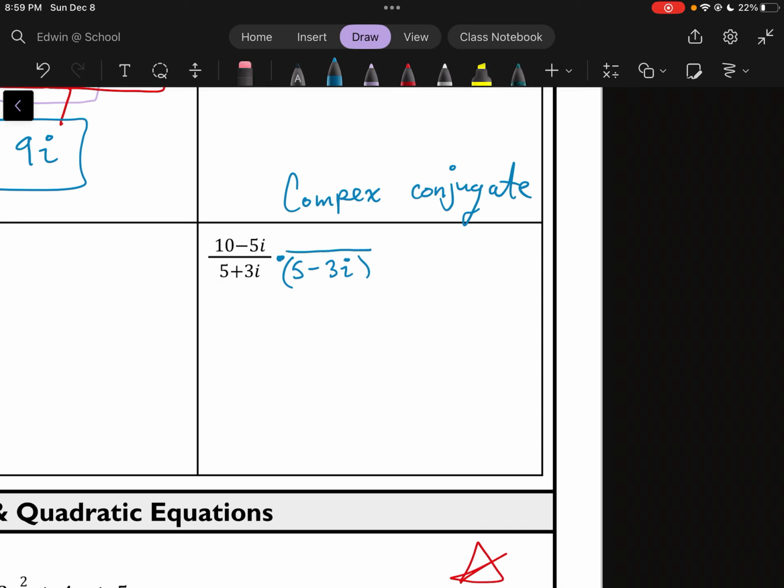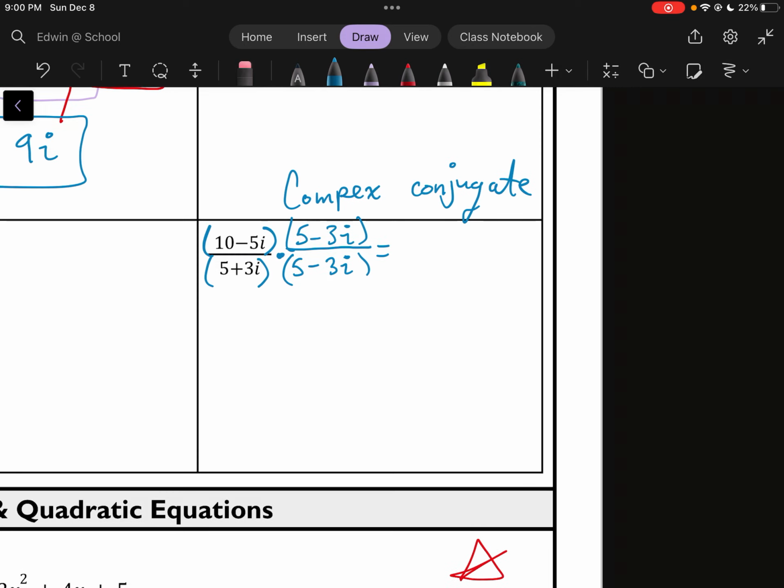So the way that we start these types of questions is we multiply the equation by 5 minus 3i. Because whatever we do to one thing, we have to do to the other. In this case, whatever we do to the bottom, we have to do to the top. So once we do this, we're just going to FOIL. Same thing as foiling.